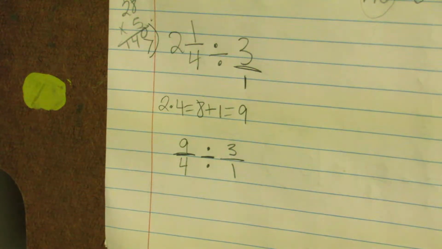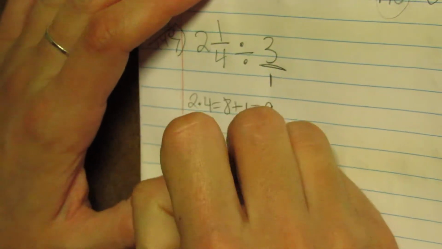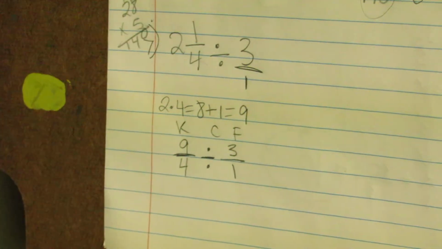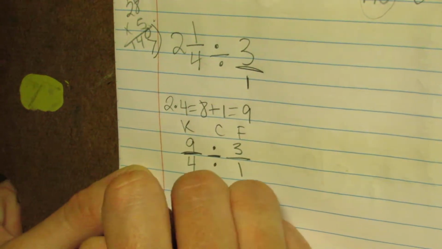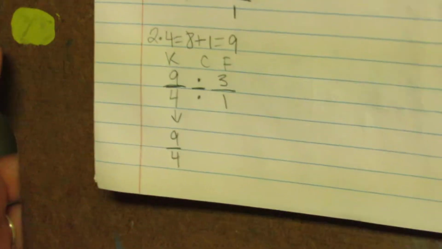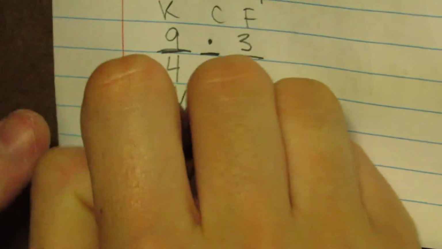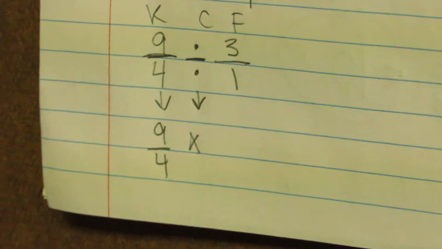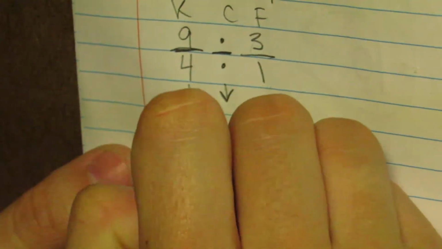So I'm going to go ahead and do step 3, which is, I hope you said KCF, keep, change, flip. So I'm going to keep 9/4. So again, I like my little arrows because that just helps me visually see what I'm doing. I'm going to keep 9/4. I am going to change the division sign to a what? I want to change it to the opposite, which is multiplication. And then I want to flip or find the reciprocal of 3/1, right?